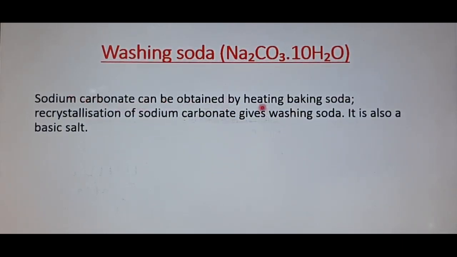So how can we prepare it? It can be obtained by heating baking soda. So we have to heat the baking soda first, the same reaction which we have done in previous steps also. After that, because you have observed, when baking soda is heated, we get sodium carbonate as one of our products. Then this sodium carbonate can be used to produce washing soda. It can be produced by recrystallization of sodium carbonate, and it is also a basic salt. A basic salt is one in which a strong base has been used.